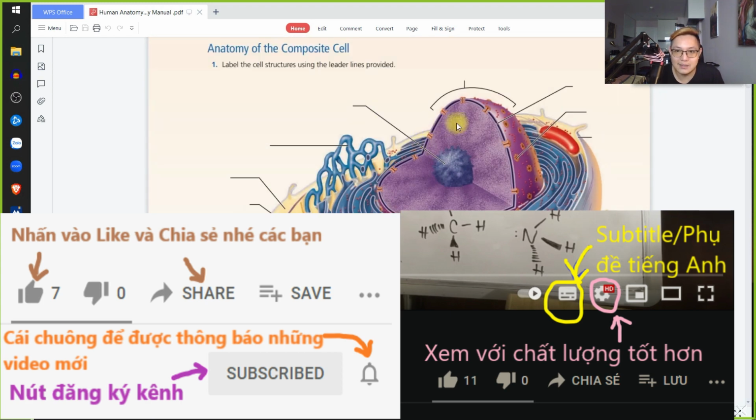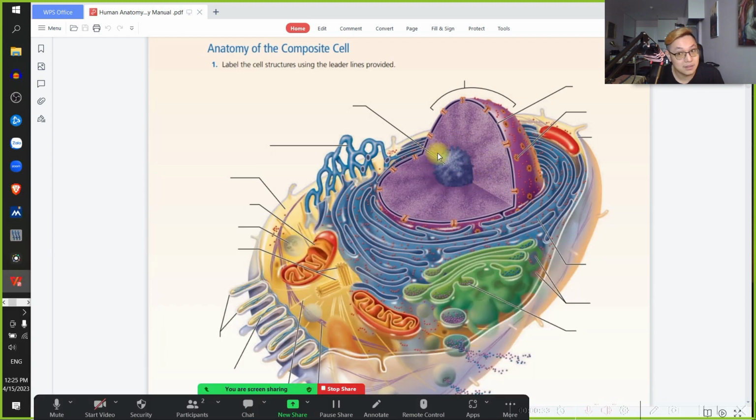So what is this thing? Tell me, what is this thing? Chromatin. It's the chromatin, isn't it? What is this thing here? The nuclear envelope. And what are these little things here? Nuclear pores, very good.